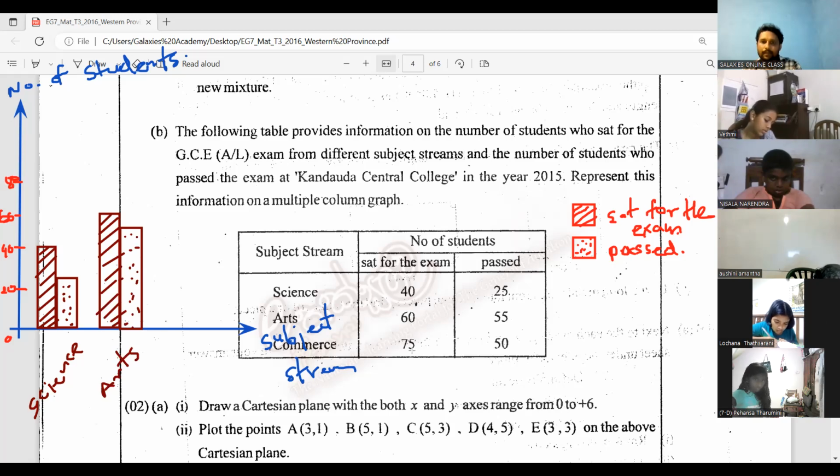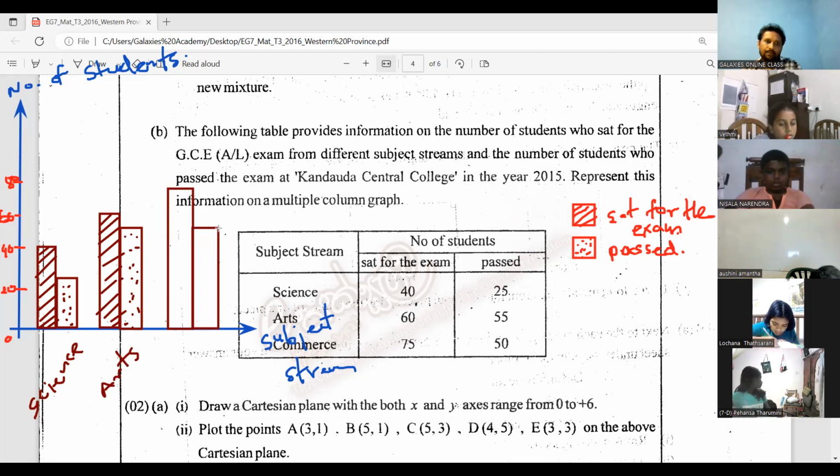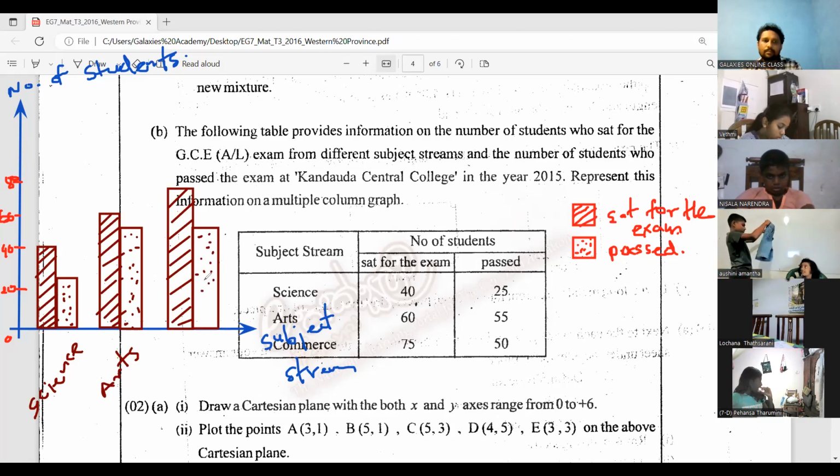Then another one remaining, no? Commerce. 75 and 50. Right, it is commas.